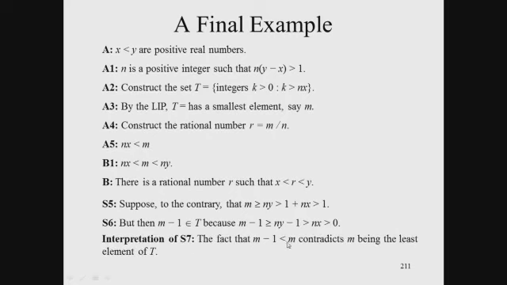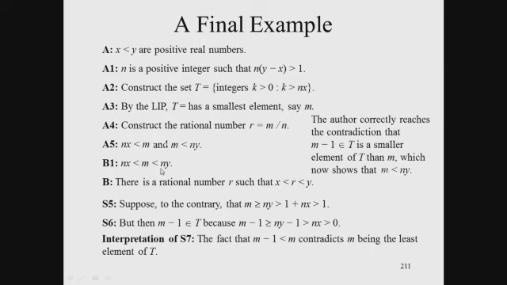The fact that M minus 1 is less than M contradicts M being the least element of T. How can M minus 1 be in T when M is supposed to be the smallest element, and M minus 1 is even smaller? That contradiction establishes that M is less than N minus Y. And so we now have the forward statement, M is less than N minus Y. This completes the proof because A5 is exactly the same as B1. And that's the end of this proof.